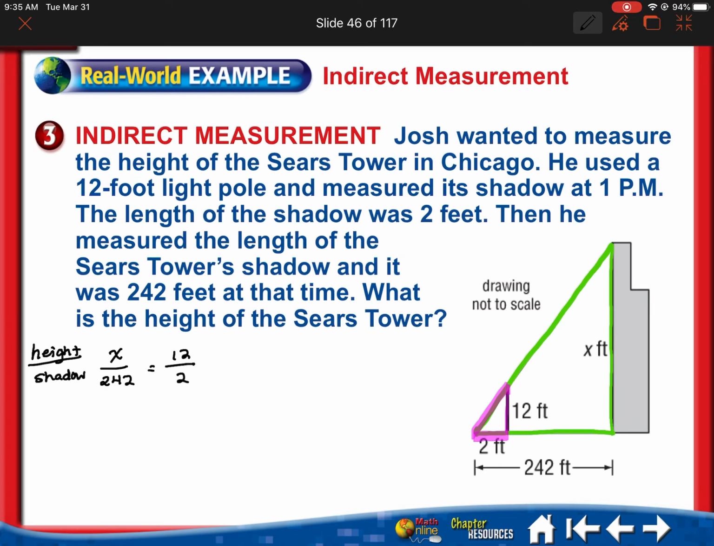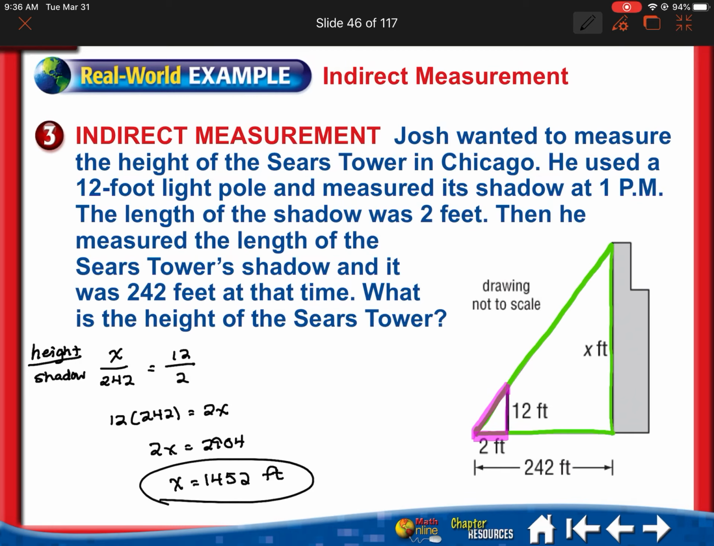So then to solve this, so that we can find the height of the Sears Tower, we need to cross multiply. So 12 times 242 equals 2x. And we get 2x is equal to 2,904, and that leaves us with a value of 1,452. So that means the Sears Tower is 1,452 feet. And I remember one of the classes looked this up, and that was actually pretty accurate, so that's good.